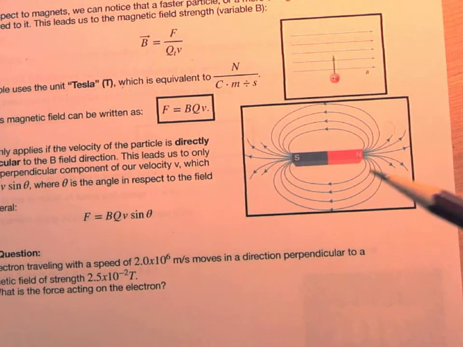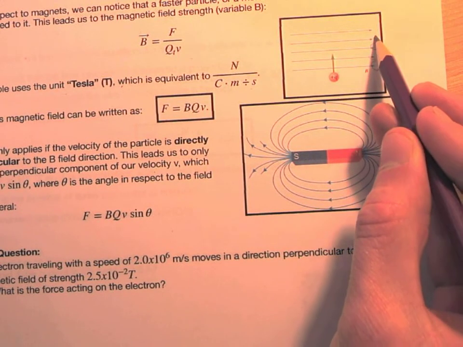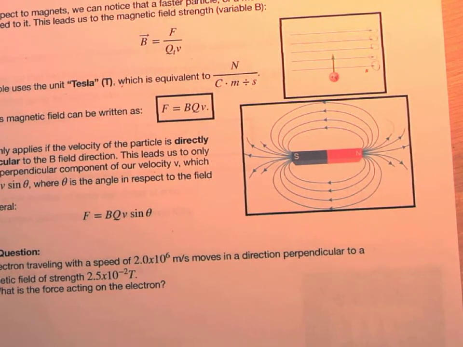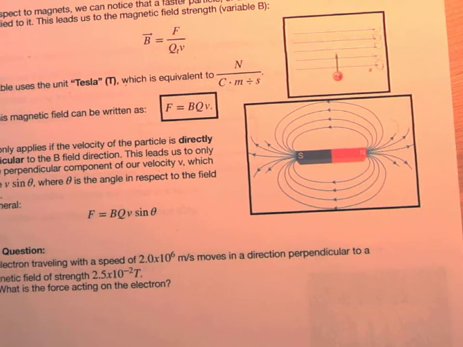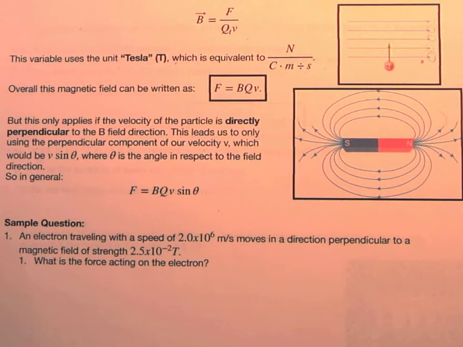So the interesting thing is these B arrows don't actually tell you the direction of the force. It's not actually going that way, it's actually going into the page. That's why the right hand motor rule exists and why it's important.